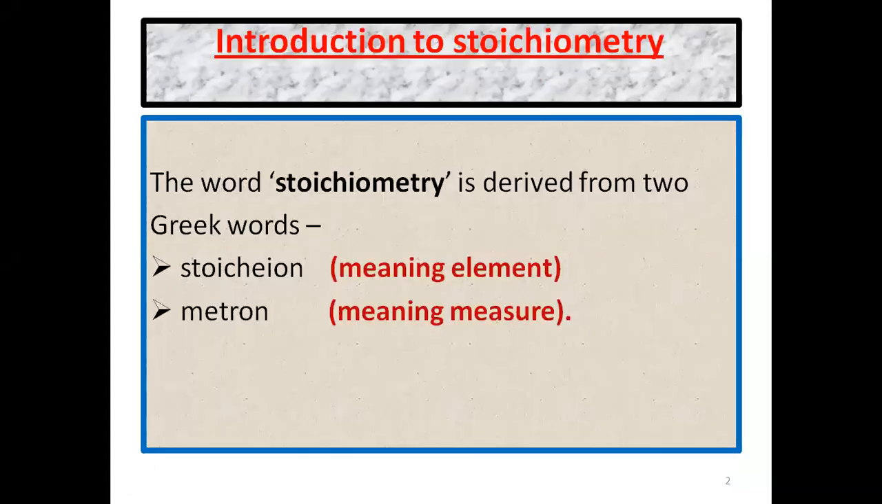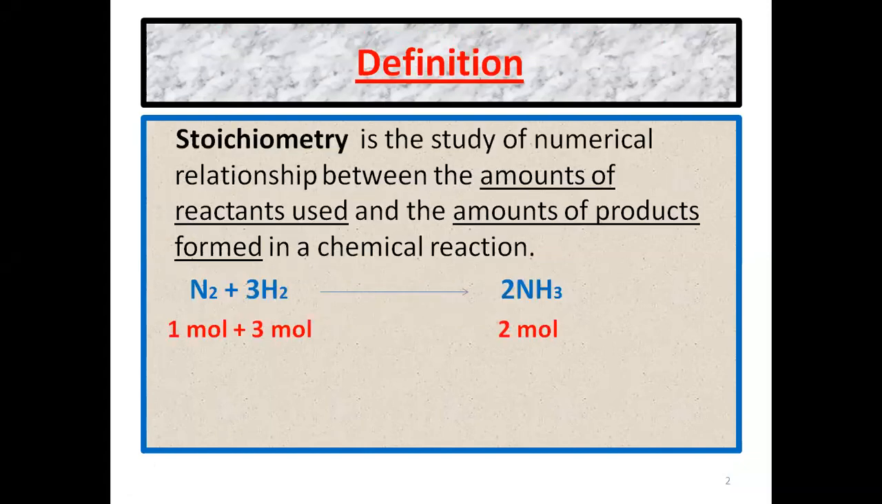The introduction of stoichiometry. The word stoichiometry is derived from two Greek words: stoichion and metron. Stoichion means element and metron means measure. So by word, the meaning of stoichiometry is the measurement of the elements. Now, what will be the definition of stoichiometry?